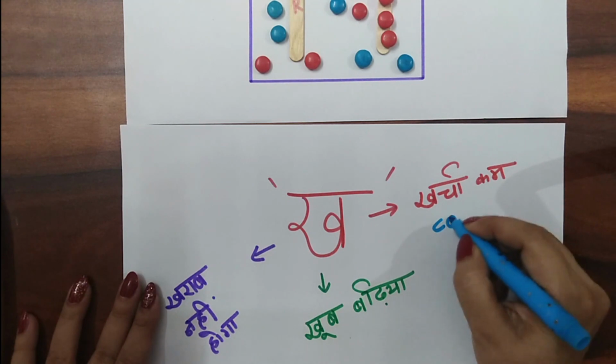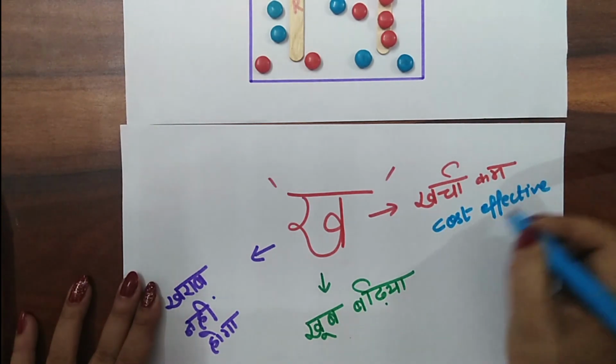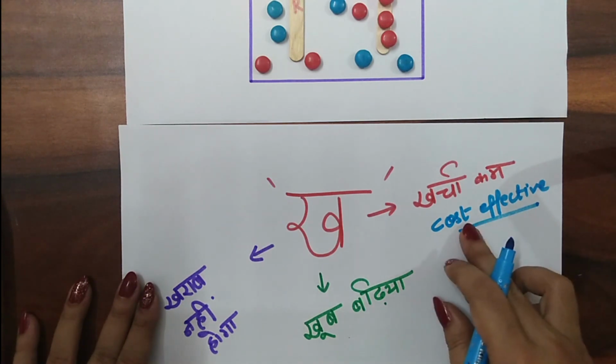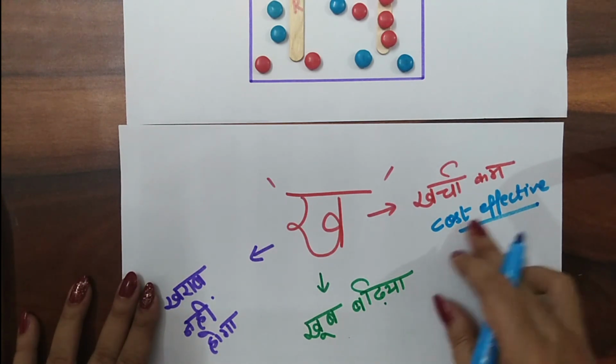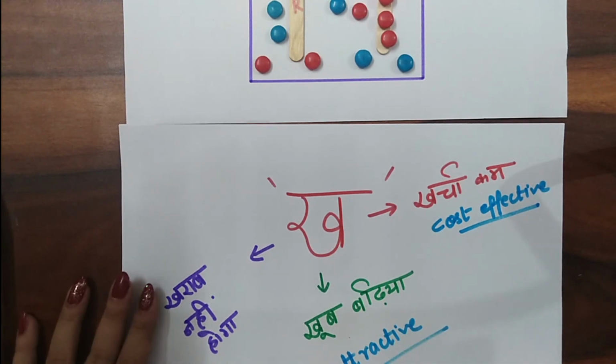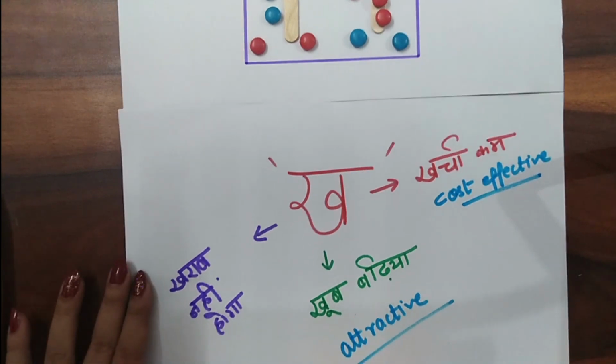Kharcha kam means it will make it cost effective. That means instead of making a particular article entirely of an expensive metal like gold or silver, even a copper or brass metal can be coated with gold or silver. So that will make it more cost effective. Khoob badhiya means that it will make the article look more attractive. You must have seen the bathroom taps. They have been coated with copper or nickel so as to make them look more attractive.